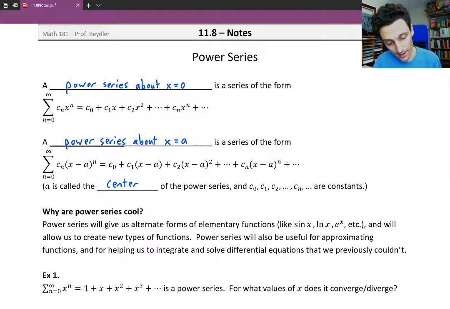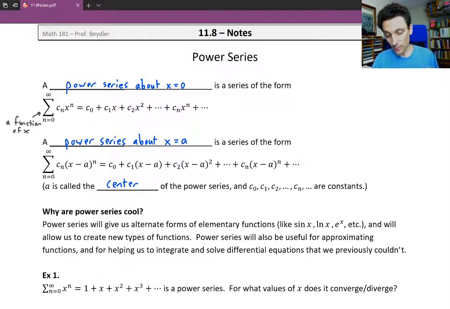Notice that this is a function of x. Every value of x that you input into this power series is going to create a specific series, like a regular series that we've seen before, that will either converge or diverge.